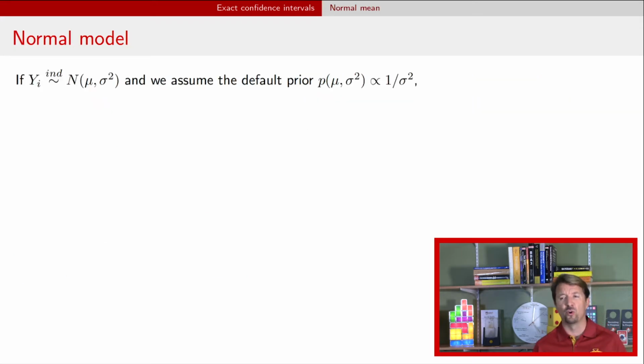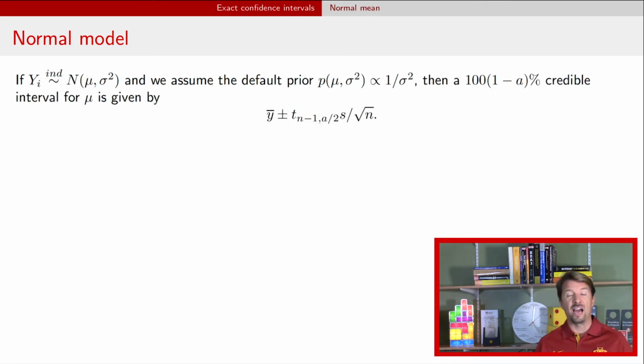All right, so let's talk about a normal model. Here we have a collection of independent, normally distributed data with a common mean mu and a common variance sigma squared. And we're going to calculate our Bayesian credible interval using our default prior of 1 over sigma squared. And we should know the formula to calculate that Bayesian credible interval. If you don't know that formula, you might want to check out the video up here talking about where this formula comes from.